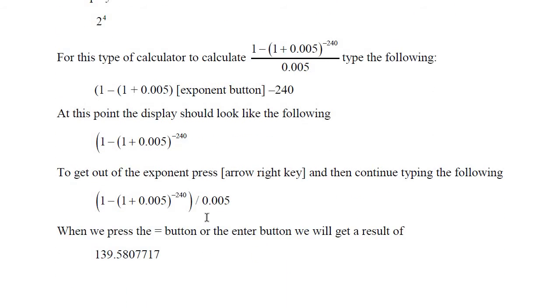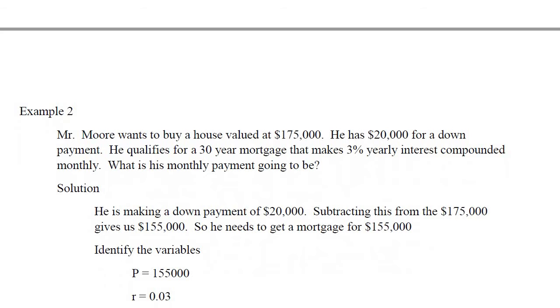And then if we continue typing, we're going to do a right parenthesis divided by 0.005. Pressing the equals button, that should give us our decimal, 139.58077717. Then multiplying that by 800, that'll give us our value of our mortgage.